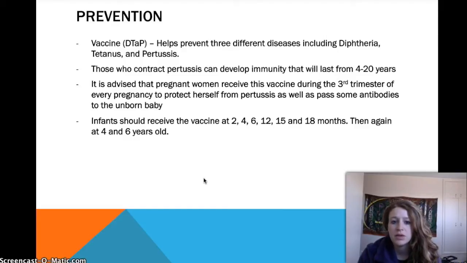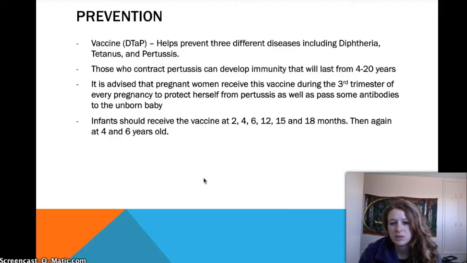Those who have had pertussis before can actually develop an immunity to it that will last from 4 to 20 years, but there's no way to know how long you'll be immune for it after you've had it. So it's still recommended that you get the vaccinations that are recommended. It's also advised that pregnant women receive this vaccine in the 3rd trimester of every single pregnancy that they have.